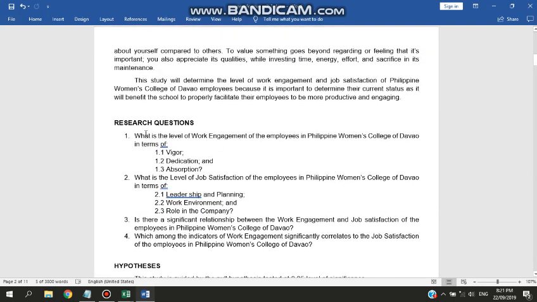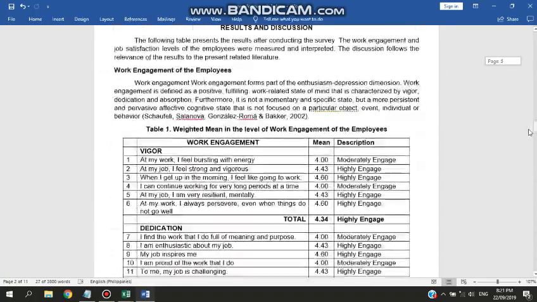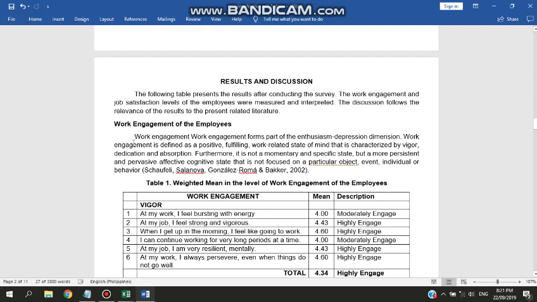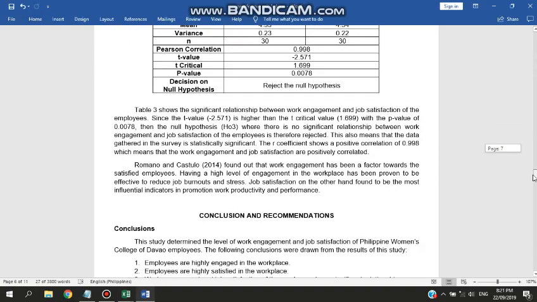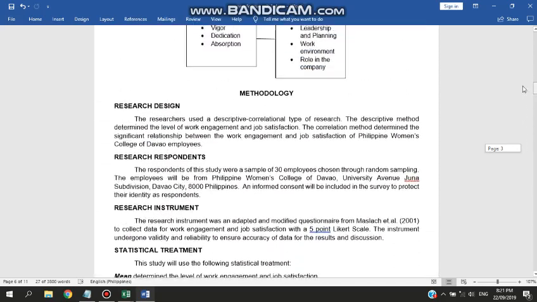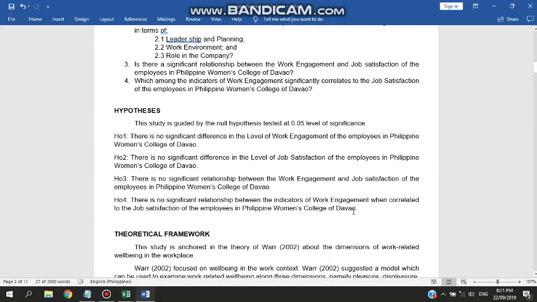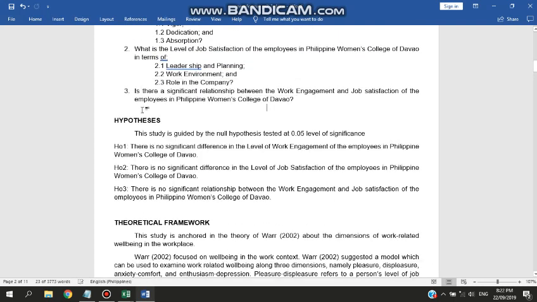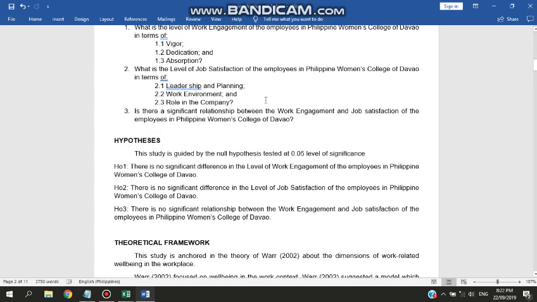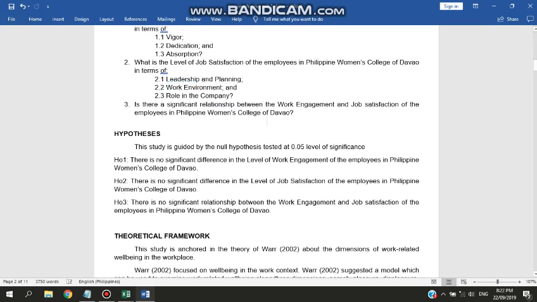For example, research question number 1, ang answer dyan is this section. So you're asking about anong level ng work engagement nila. Question number 2, you're asking of their job satisfaction level. Answer number 3 is this one. And answer number 4, which I'm going to delete since we are not going to include this one. Sorry. And also this one. So, hanggang question number 3 lang tayo.